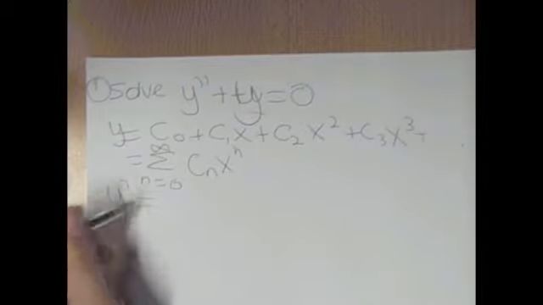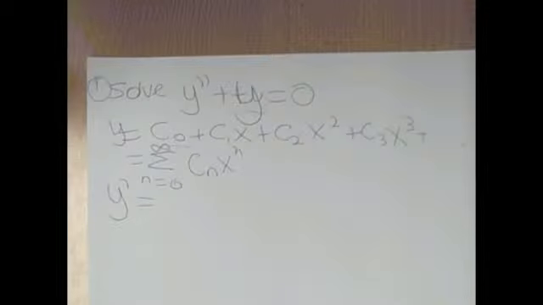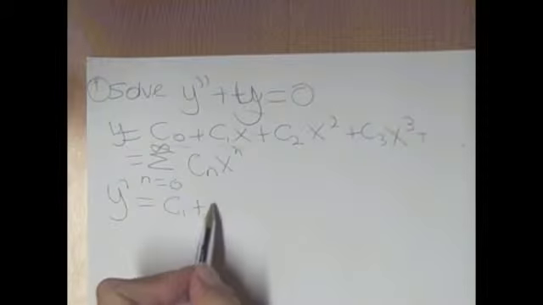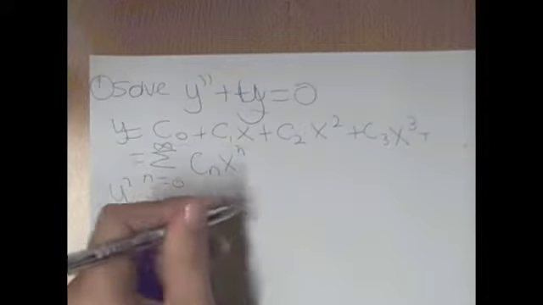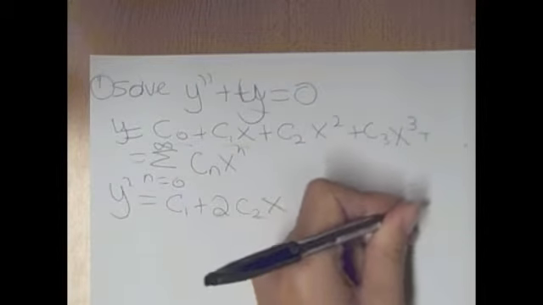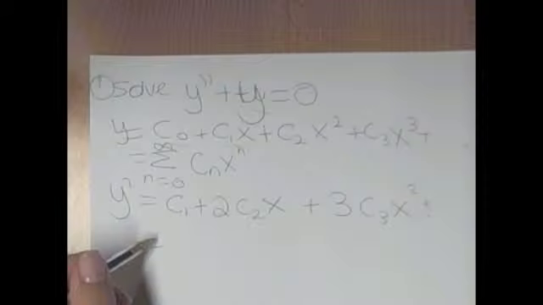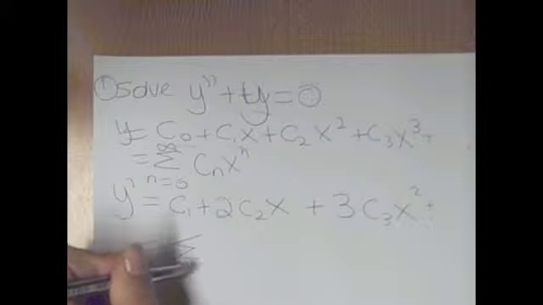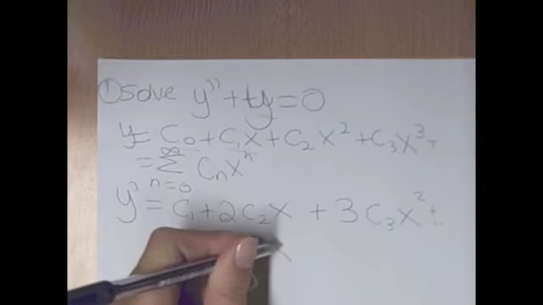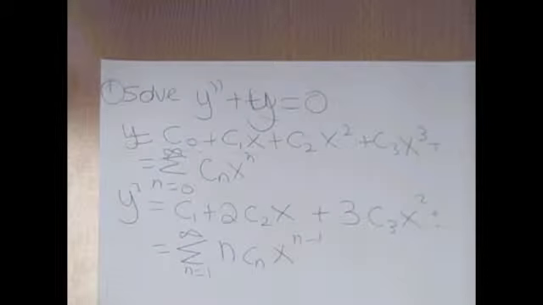What we want to do now is differentiate each term in y to give us the first differential of y dash. So c0 just disappears because it's a constant, so the second term goes to c1, plus 2c2x plus 3c3x squared, and so on. And this is equal to the sum of n equals 1 up to infinity of n cn x to the n minus 1.